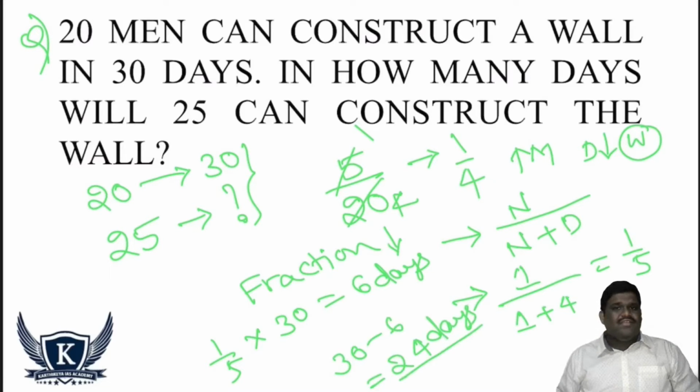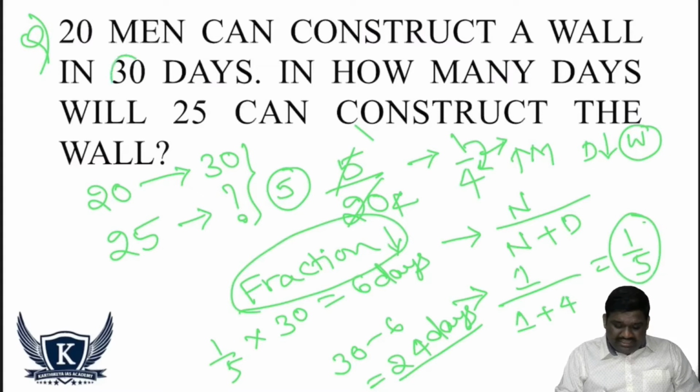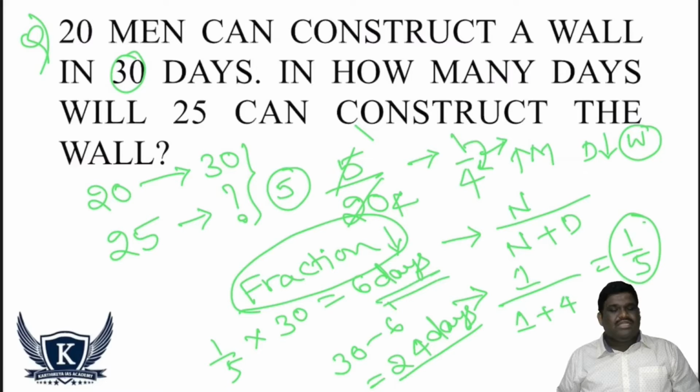Am I clear? As a quick revision, 20, that means 5 increased on 20, which is nothing but 1 by 4. So add the numerator to the denominator to reduce the fraction value. So it is 1 by 5. Now 1 by 5 into 30 gives you 6, that is to be reduced. So 30 minus 6 is equal to 24 days is your answer.